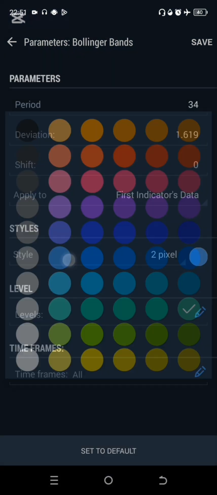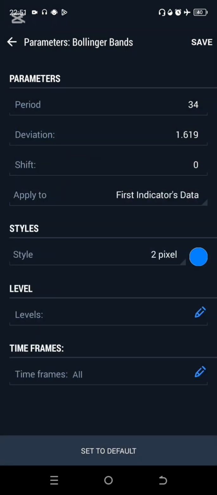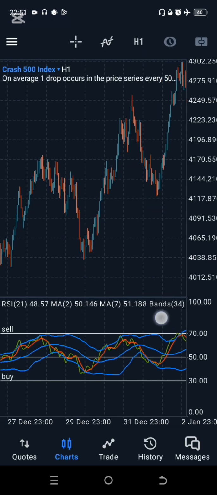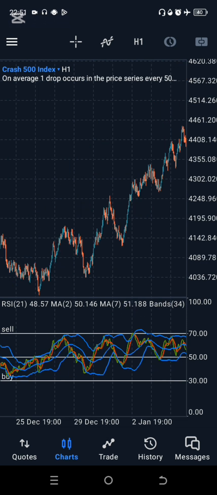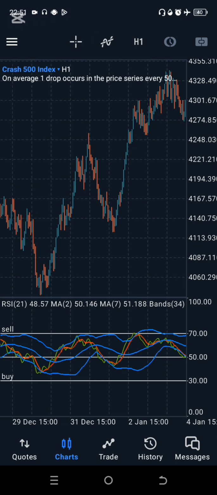And then we use blue. Let me use this shade of blue, 2 pixels, and click done. Then over here, as you can see, we've added our Bollinger Bands, but I want the middle Bollinger Band to be very specific. Why?